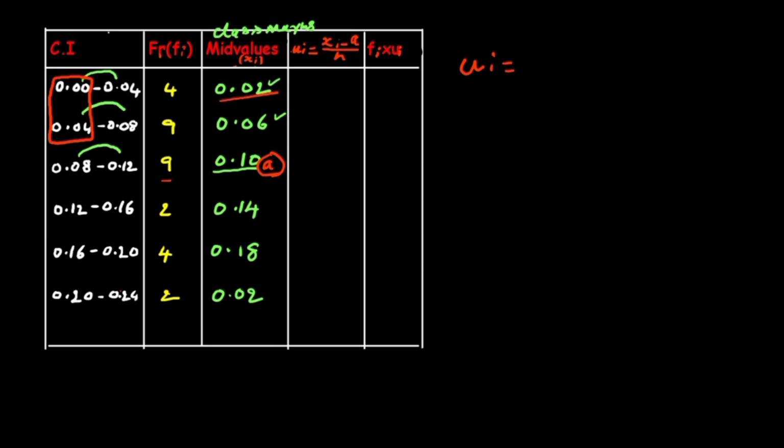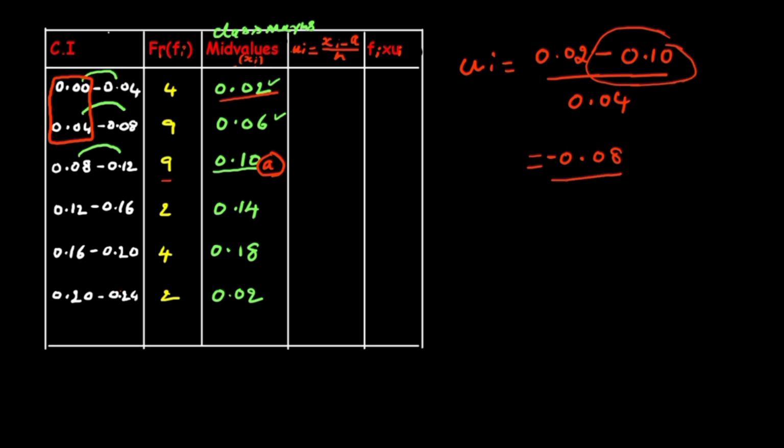Mid values are class marks. Okay, this is 0.02 minus A, the assumed value I have already taken, that is 0.10, divided by H. H is 0.04, the class size. Just before, I showed how to find the class size, that is the difference between either the lower limits or the upper limits. So 0.02 minus 0.10, what we get is 0.08, that is a negative 0.08, a negative value because this number is the bigger one, right?